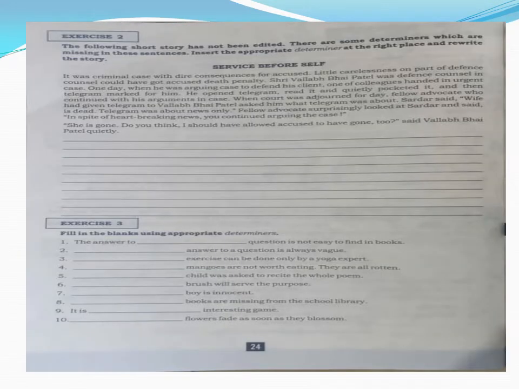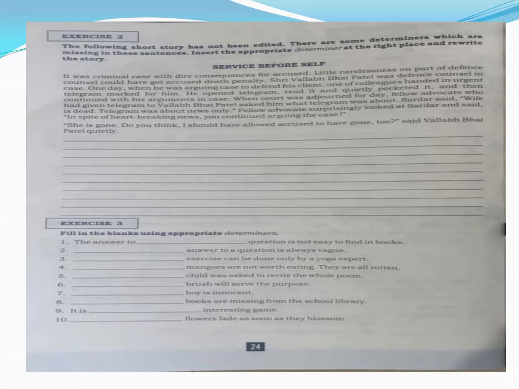Okay, see here on page number 24, exercise number 2: the following short story has not been edited. There are some determiners which are missing in this sentence. Insert the appropriate determiner at the right place and rewrite the story. Like the paragraph above, here one story is given. In this story also determiners are missing, and we have to use all the determiners. Most of the articles are missing here. So check all this. We will read and then we will try to fill them.